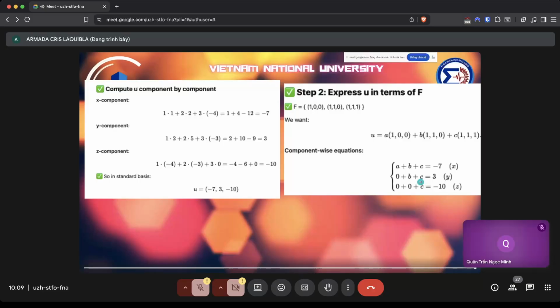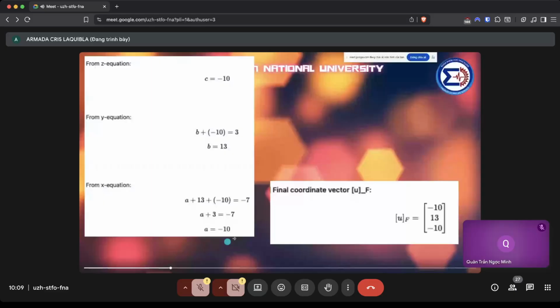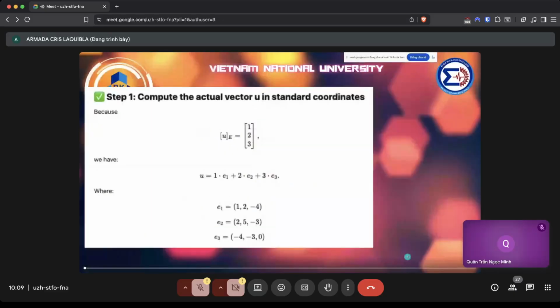Then when you substitute it here, negative 10, transfer negative 10 to the other side, it becomes plus 10 there. So your B now is 13. You substitute it here. B is 13 and your C is negative 10, and you can solve the value of your A there. So your C is negative 10. The final coordinate vector of UF is this: negative 10, 13, 10.